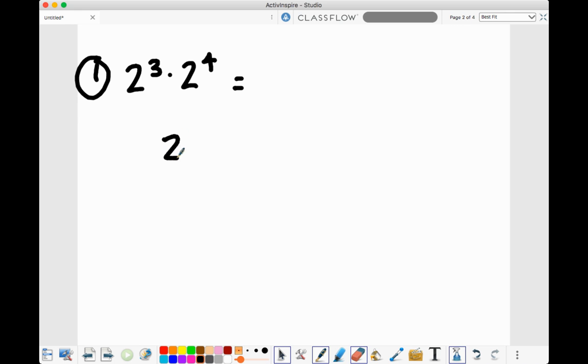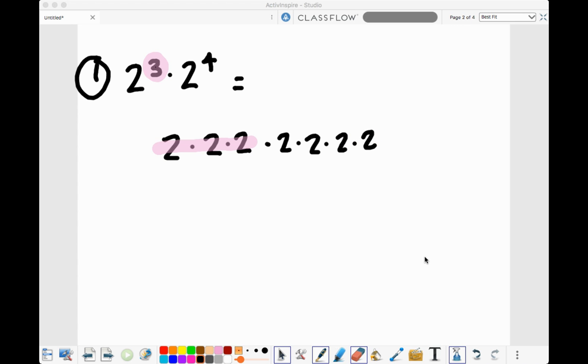If you'd like to expand those, when we have 2 to the third power, that means that you are multiplying that number 2 3 times. That's why I put 3 of those number 2's here. Then we also have 2 to the fourth, which means that we're multiplying 2 4 times. And when we multiply 2 4 times, that is representing that exponent of 4, so that would be 2 to the fourth power.